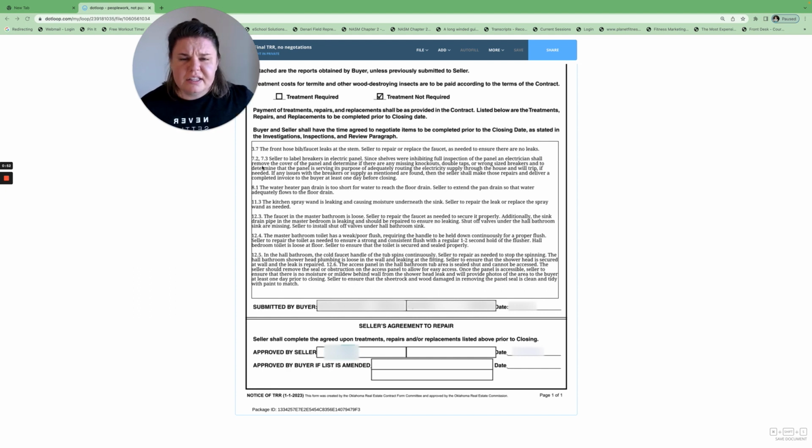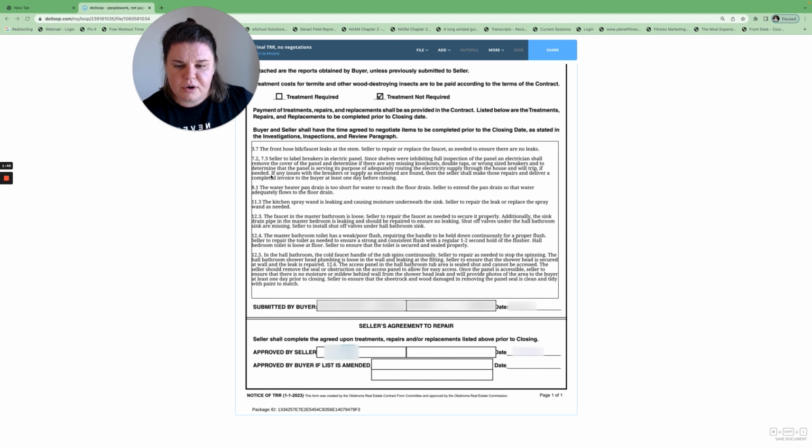Okay, and then this one was interesting because our inspectors couldn't get to the electrical panel whenever they were out there. They could open the panel door, but they couldn't take the cover off. That was the problem. So it says seller to label breakers in electric panels since shelves were inhibiting full inspection of the panel. Because in order to get a full inspection of the panel, we have to be able to take the cover off. So other things I wrote in here, determine if there are any missing knockouts, double taps, or wrong size breakers. Really, really common things for us to see on an inspection report. But because they couldn't take the cover off, they couldn't see these problems.